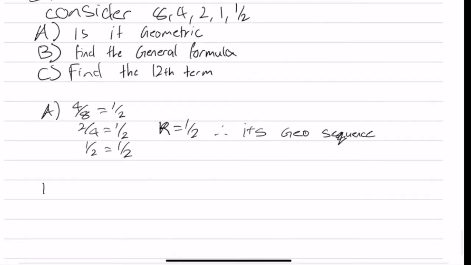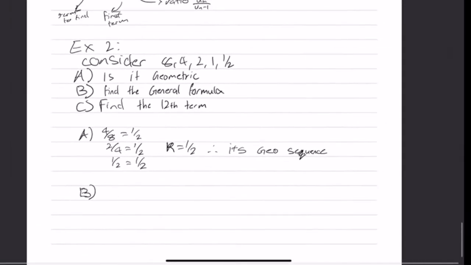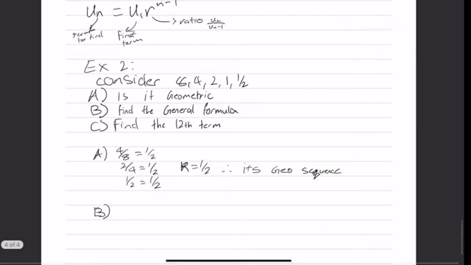Now for part B, find the general formula. So we'll just copy from up here. So un stays the same because we don't know what we're trying to find, equals u1. The first term is 8. The ratio is half, so we'll do half and then the power n minus 1. So that stays the same.